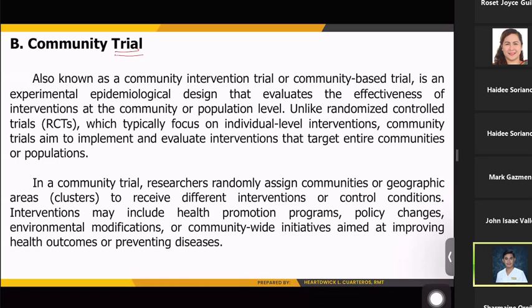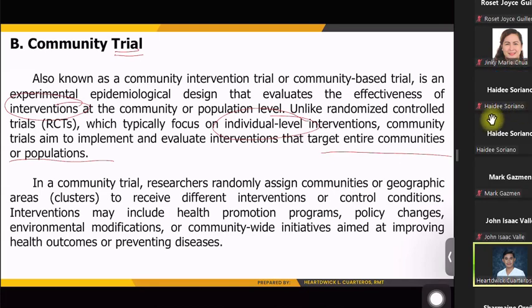So it is an experimental epidemiological design that evaluates now the effectiveness, okay, of interventions in the community or population level. So unlike your randomized controlled trials, okay, which typically focus on individual levels, okay, community trials aim to implement and evaluate interventions to target entire communities or populations, okay? So in community trial, researchers or epidemiologists now assign communities or geographic areas or clusters to receive different interventions or control conditions.